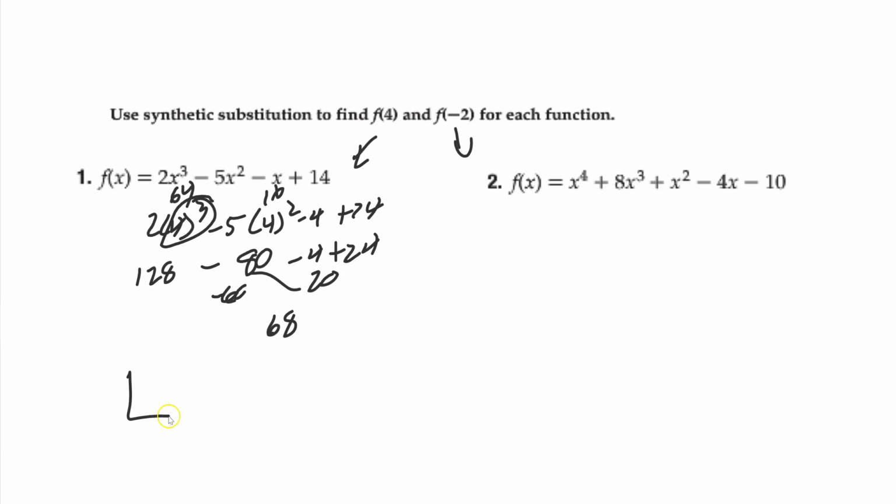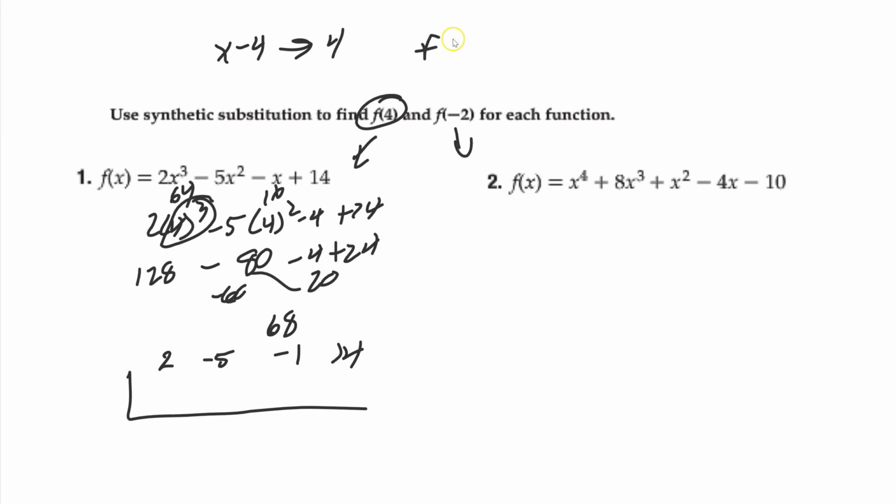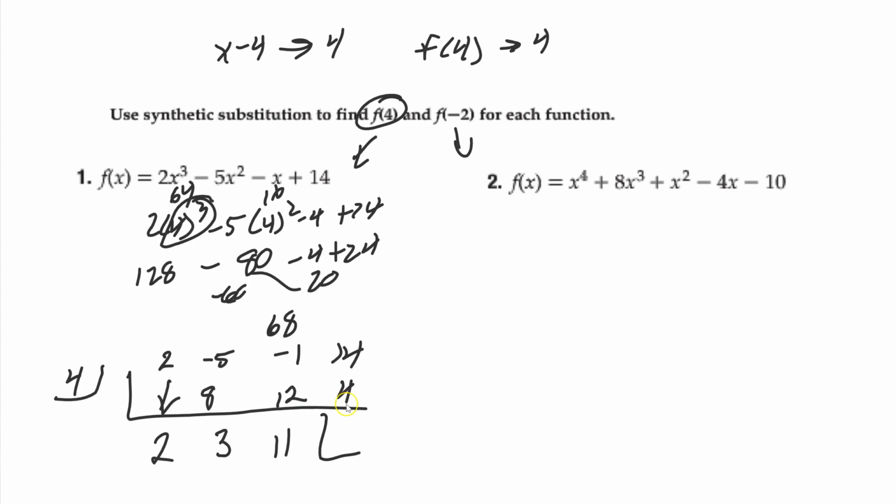Or you can do synthetic division. So we have 2, and put the coefficients, negative 5, negative 1, and 14. Now, since they want me to figure out what f of 4 is, I do not switch the sign. If they gave me x minus 4, you'd switch it to 4. But if they give you f of 4, just use 4. Let's see if we remember synthetic division. You bring the first one down, you multiply across, you get 8. You add down, you get 3. You multiply across, you get 12. Add down, you get 11. 11 times 4 is 44.